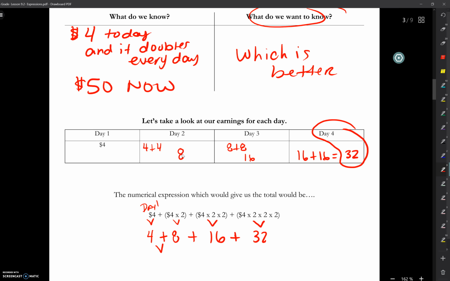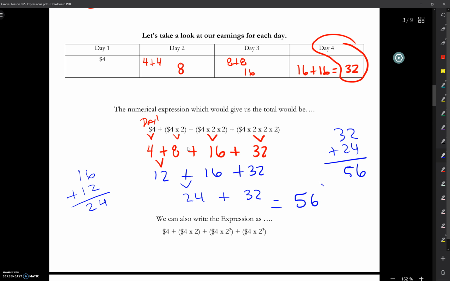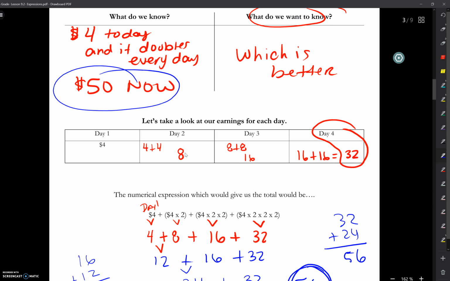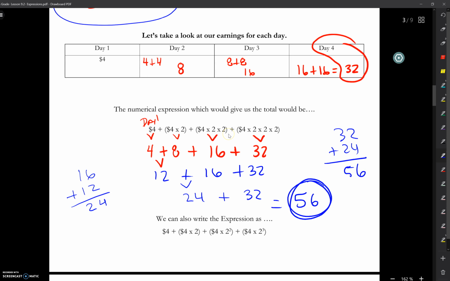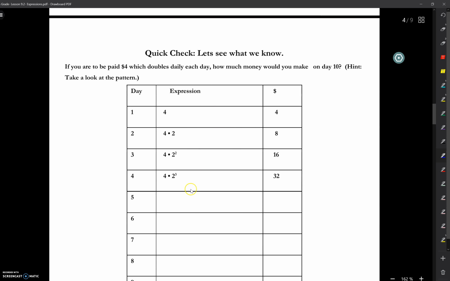So when I add these up, 4 plus 8 is 12, plus 16 plus 32. Now I'm going to have 12 plus 16 is 24, plus the 32 that's here. And so I'm going to have 32 plus 24, which is 56. So if I take the other option, I would make $56 as opposed to just making $50. So would you rather have $50 now, or would you rather have $56 later on? It's up to you. And so we can continue doing this, and this is what you're going to do.